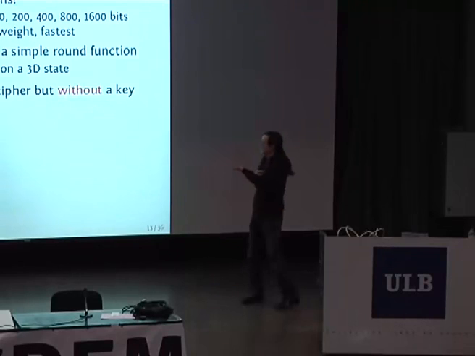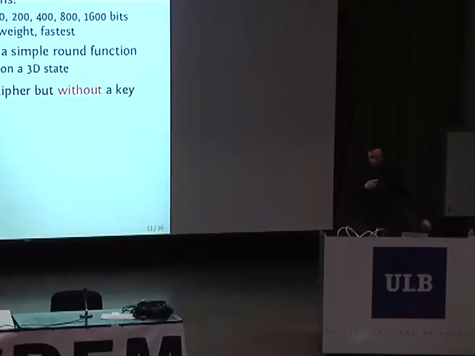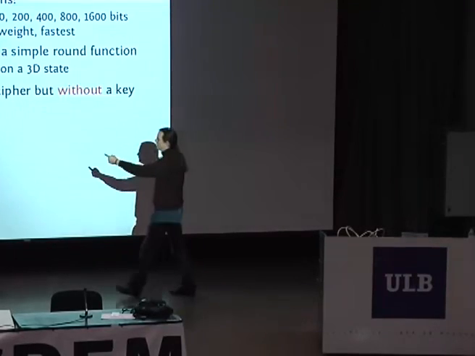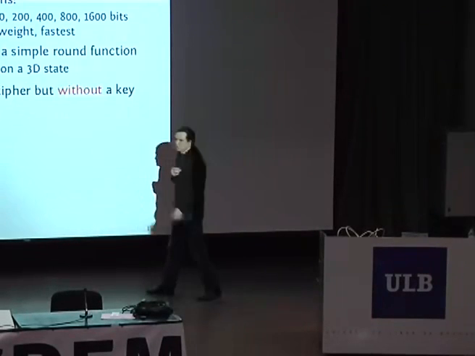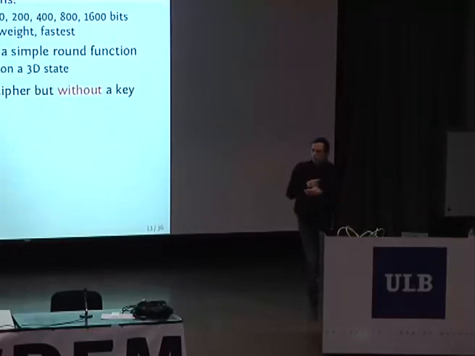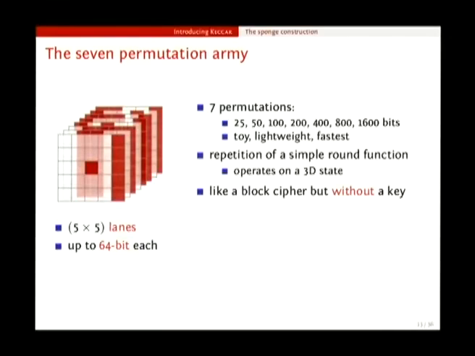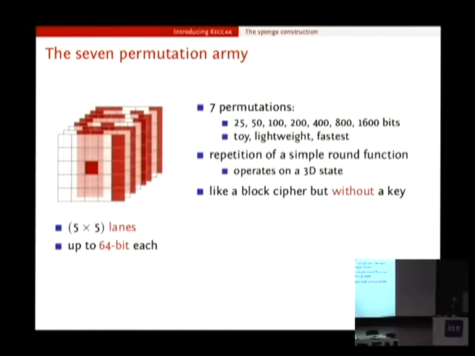So these permutations are applied to a 3-dimensional state that you can see more or less on the left. You have 25 what we call lanes, and each of these lanes is 64 bits wide for the biggest variant. For the smallest variants, you only have a 1-bit lane, then a 2-bit lane, a 4-bit lane, and so on. Typically, if you have a 64-bit computer, you would use the 64-bit word of the computer to map onto a lane. So basically, that's a bit like a block cipher, but you don't have a key.